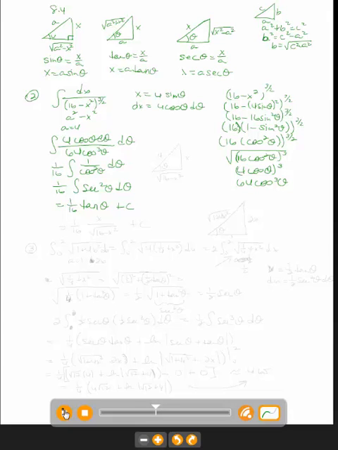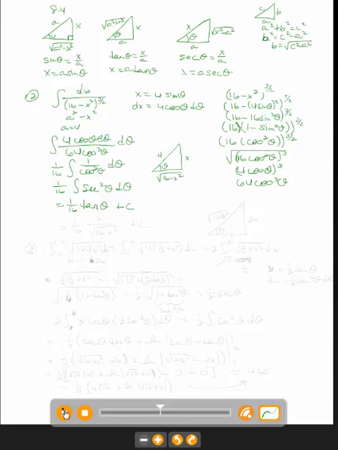Now the final step is we have to get this back in x's. So we go back to our triangle that we were dealing with. This was theta, this was x, and this was the square root of 16 minus x squared. Tangent is opposite over adjacent, and so this is going to turn into, 1, where did they write my answer down?